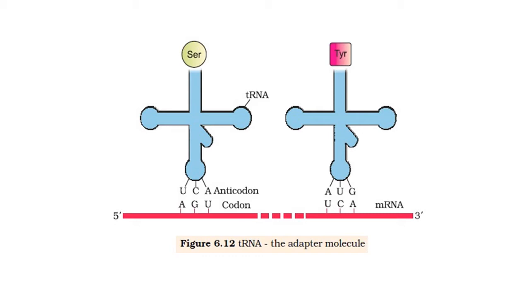For serine you can see the codon is AGU, and in the loop of tRNA, the anticodon is UCA. And for tyrosine the codon is UCA and the anticodon is AUG. So this way tRNA has a major role as an adapter molecule.